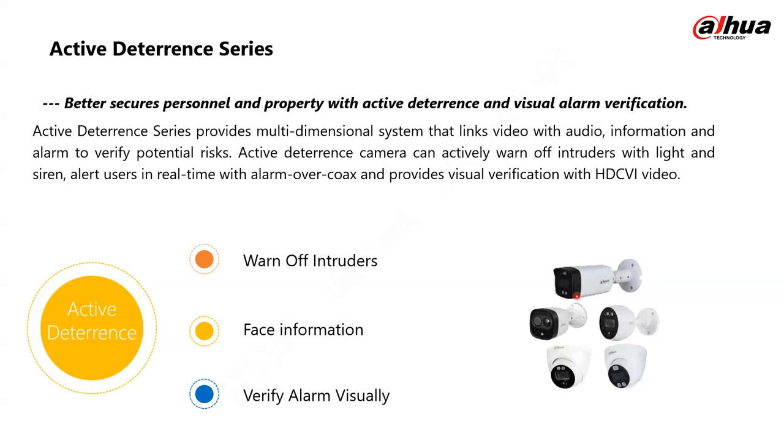At the same time, it can alert users in real time with the alarm over the coaxial and provide visual verification with the HDCVI video itself. This provides high definition digital audio over the coaxial. The three key highlights for this active deterrence series are: it can warn intruders, it supports face information, and it can verify the alarm visually. If connected to your mobile phone through the DMSS application, you can have those alarms visually projected to your phone.